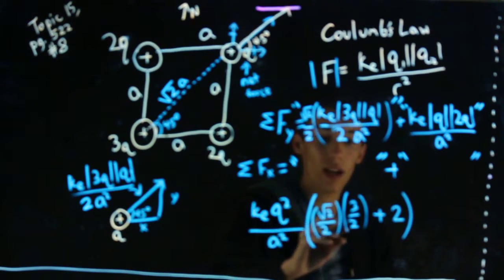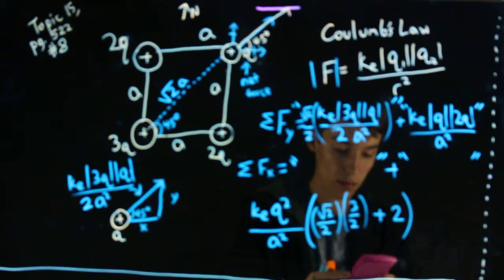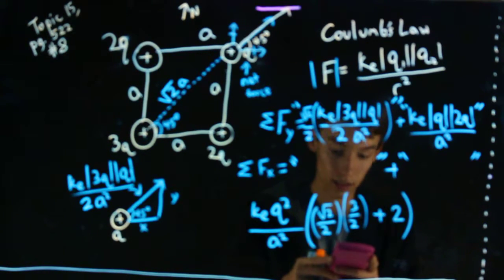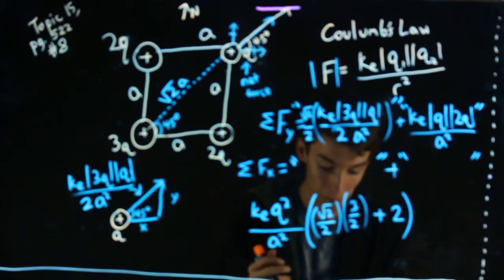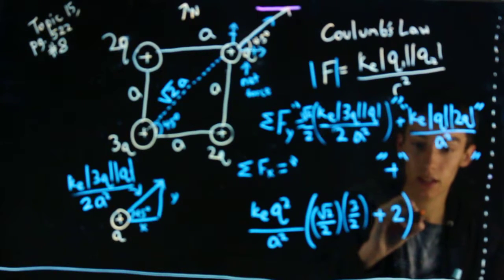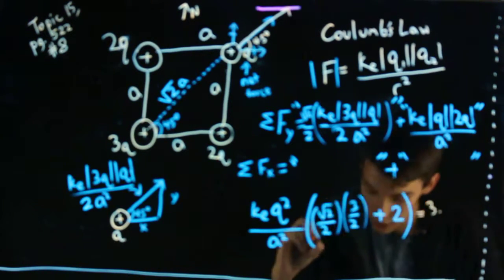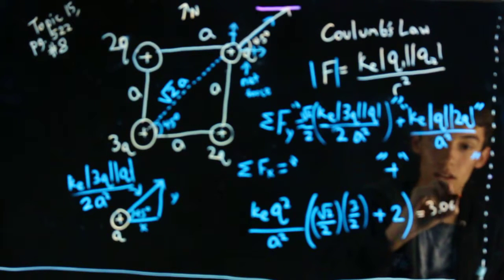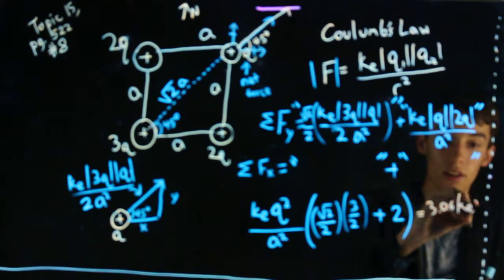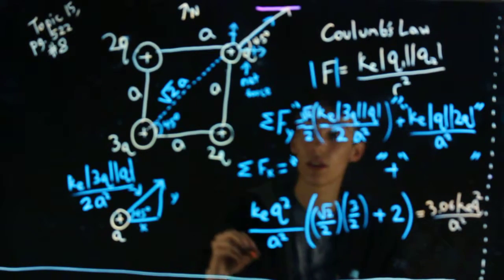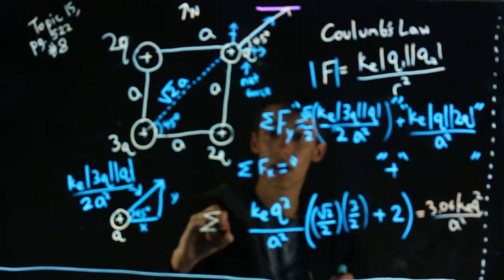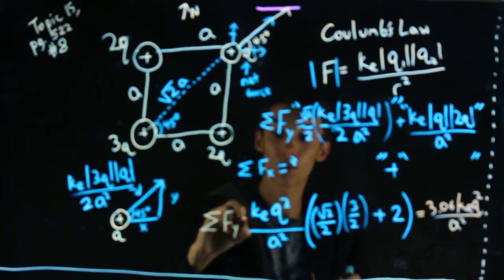So, if I am to multiply and add those numbers together, let's go ahead and do that. Root 2 divided by 2 times 3 divided by 2 plus 2. And let's go to decimal land. That's going to be 3.06. And then we'll carry on our variables, KE q squared over a squared. That is the magnitude of our force in the y direction, the summation of force y.